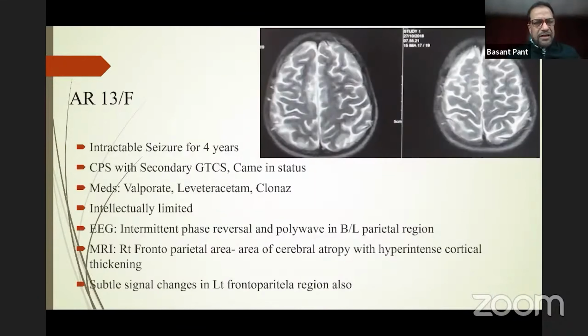Another case of a 13-year-old female with 4 years of complex partial seizures, mainly frontal type with secondary generalization. MRI is not very clear, but maybe a little bit of left frontal atrophy, though we are not very sure. EEG shows intermittent phase reversal, but there are polywaves and polyspikes on both sides, because in frontal lobe epilepsy the activity generally goes into the opposite side. So sometimes you cannot lateralize just by surface EEG.